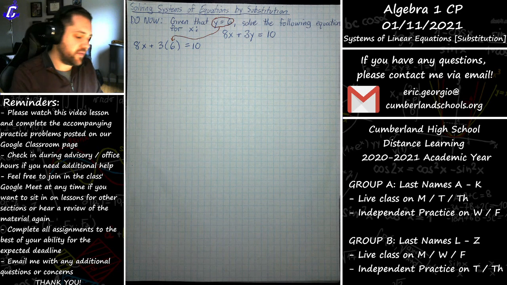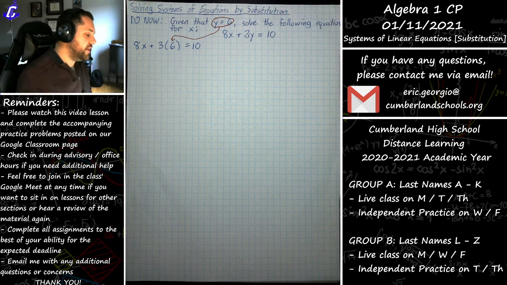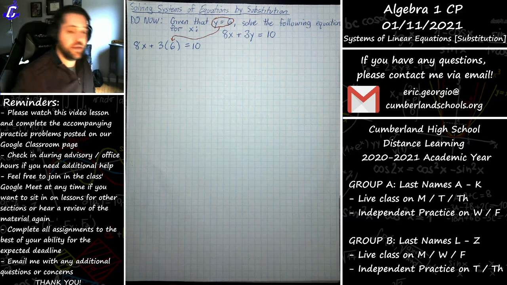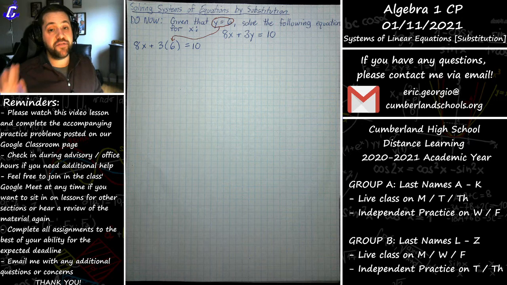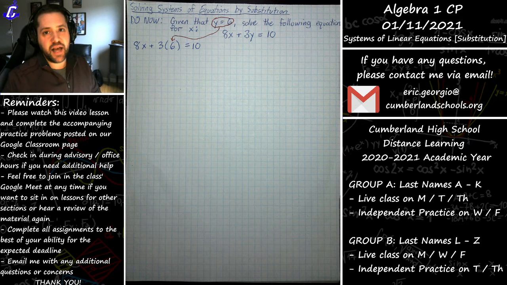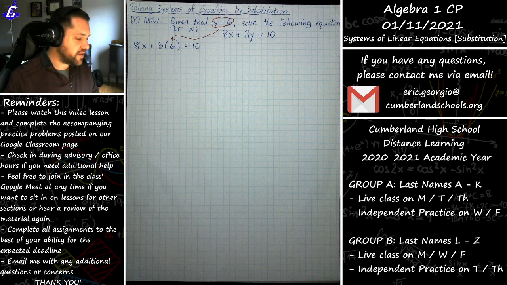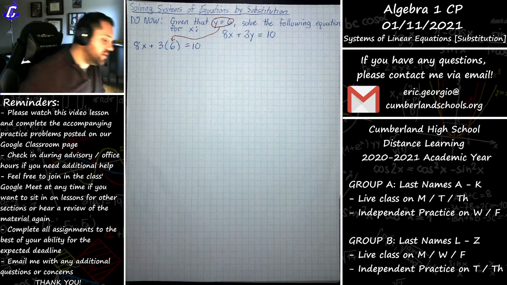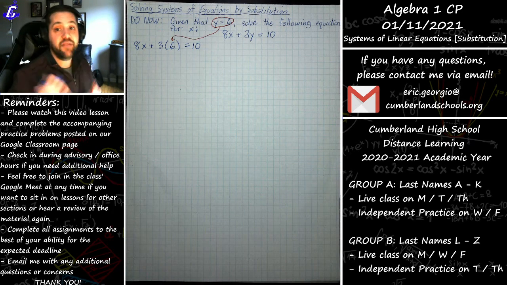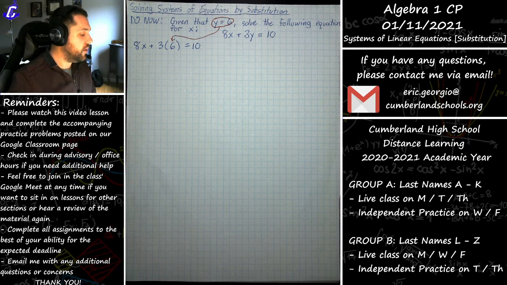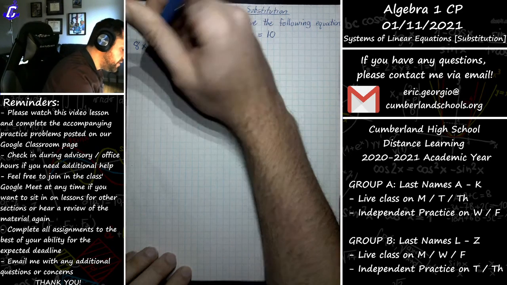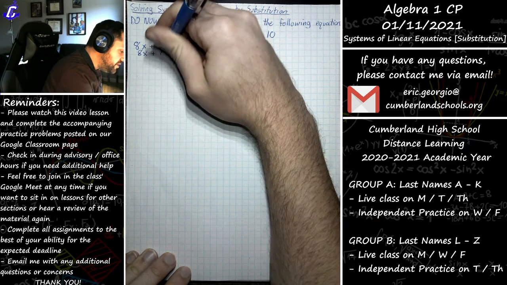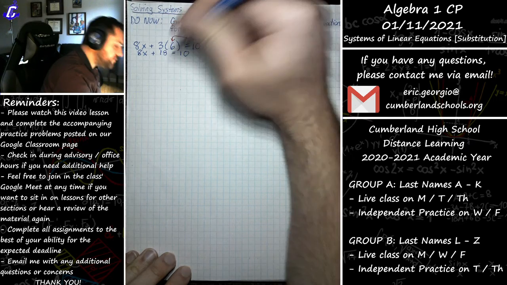To solve a system of equations by substitution, we want to take a value that's given to us and substitute it in. Sometimes we have to do a little bit of work to find that value. Most of the time, it's not just going to be a number, it's going to be an expression. But regardless, we're just going to take it, substitute it into the other equation, and work with what we've got. So at this point, we can say 8x plus 18, that's 3 times 6, is equal to 10.